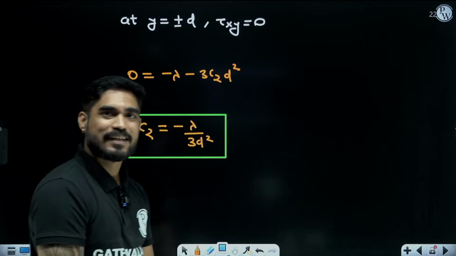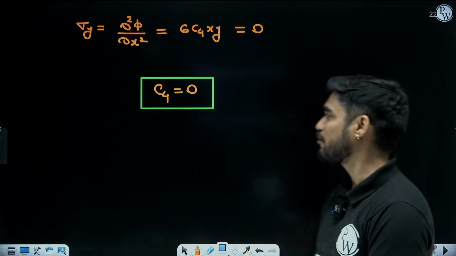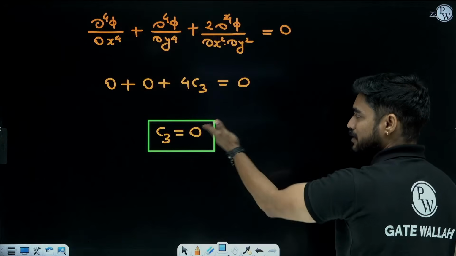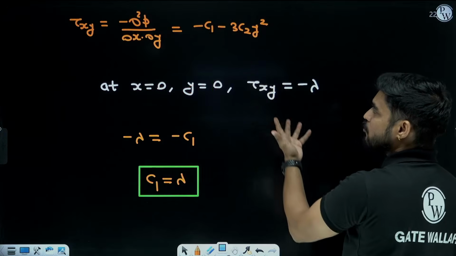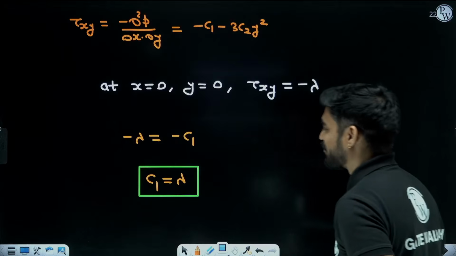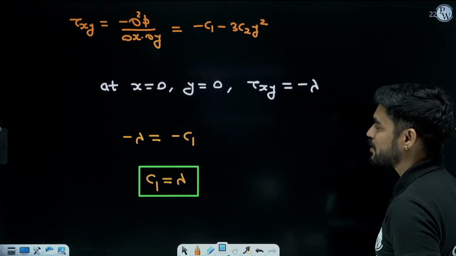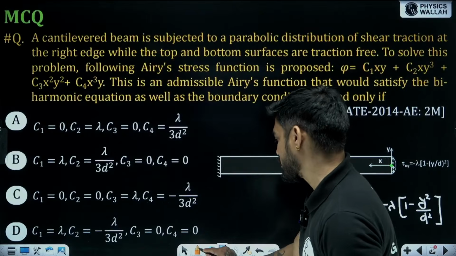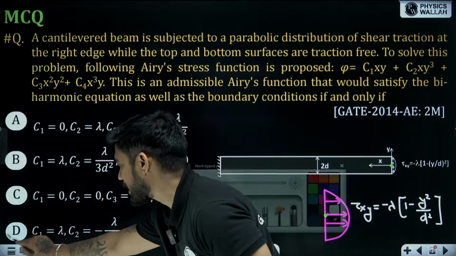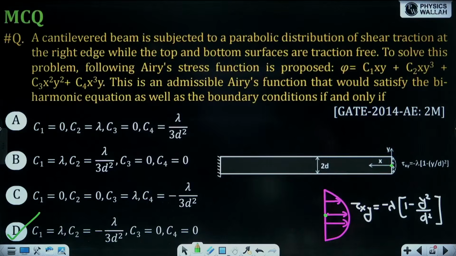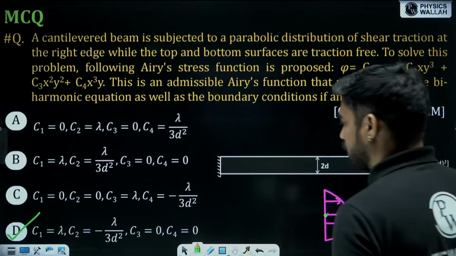What about the C3 and C4 terms? C3 and C4 are already 0. Haven't you seen this? C3 is 0, C4 is 0. So why are you worried about the C3 and C4 terms? They are already 0, right? So C1 is lambda, C2 is minus lambda by 3d square. So lambda and minus lambda by 3d square. So D is the correct answer. Okay. Yes, very good, Tushar. D is the correct answer.